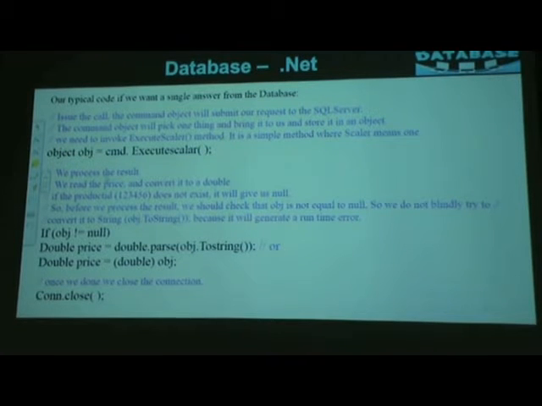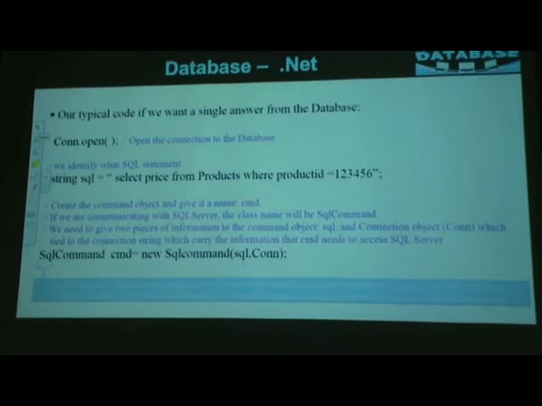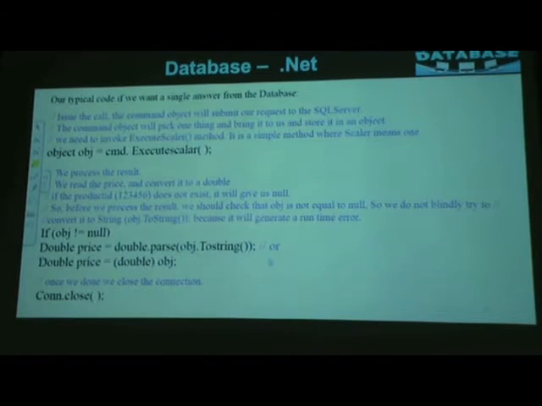Then we need to process the result. So as I mentioned, we open the connection, and we identify the SQL statement that we need, and the connection string. We tie the connection string to the connection object. We give it two pieces of information, which is SQL and connection. And then here we need to issue the call. We will use a method called ExecuteScalar.